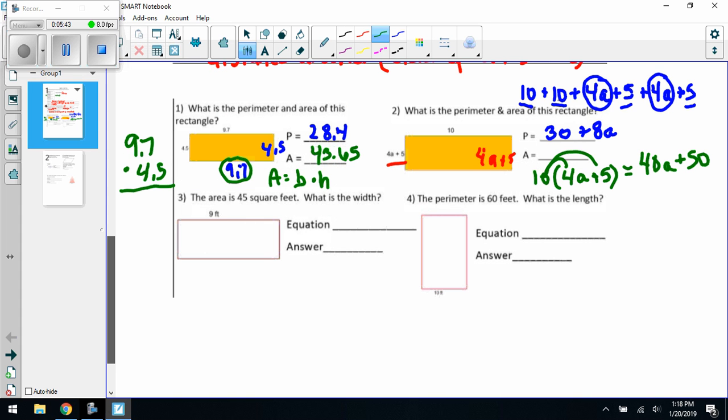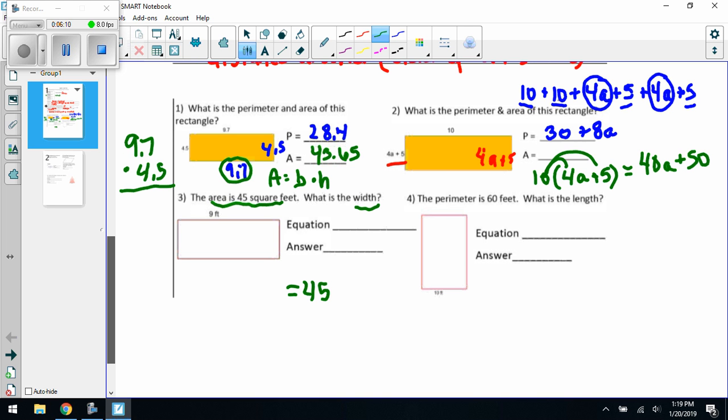Moving on to example 3. Sometimes you'll be given the area, so make sure you read the problem. In this case, it says the area is 45 square feet. I would underline that. It's pretty important. And also underline the keyword so you know what we're trying to find. What is the width? So as you can see, the length is 9. And we don't know the width, but we do know that the area is 45.